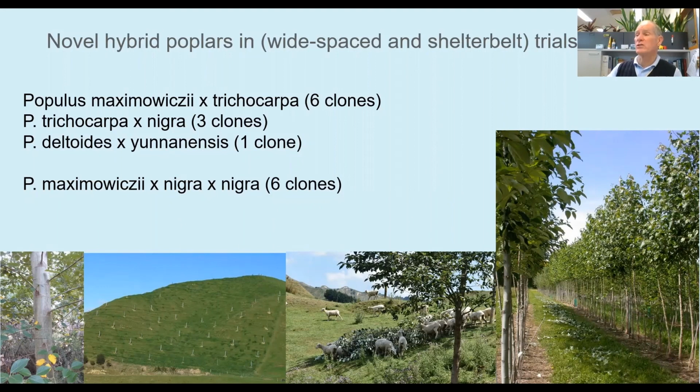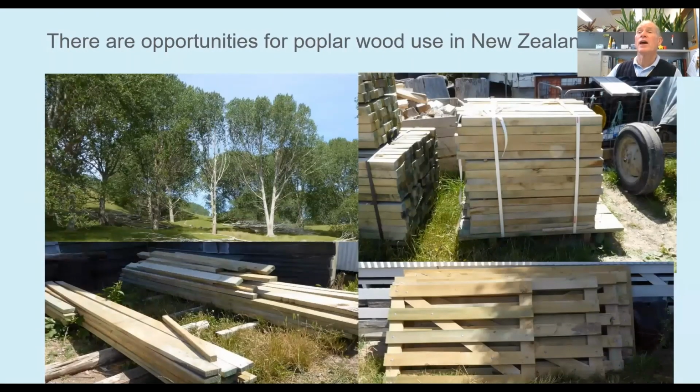Related hybrids, i.e. the same species parents to ones that we are evaluating here, are grown for timber and wood products internationally. Poplar wood industries operate in many countries of the world, both in the Americas, in Asia, and in Europe. And of course, there are opportunities for poplar wood use in New Zealand. These photos show a number of applications with battens, gates and timber, all milled from trees originally grown for soil stabilisation.